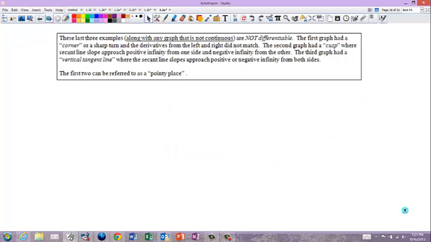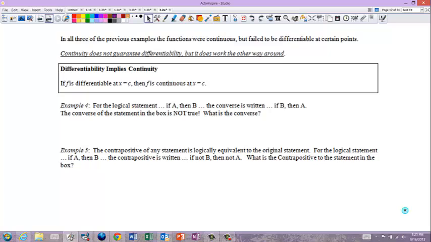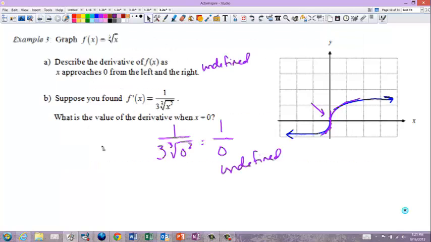And then we're going to stop right there on this video. In the next video we'll talk about other derivatives, not from graphs.